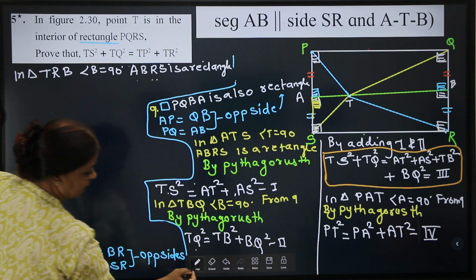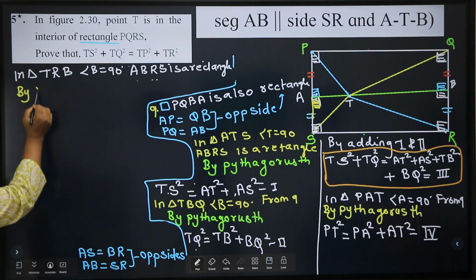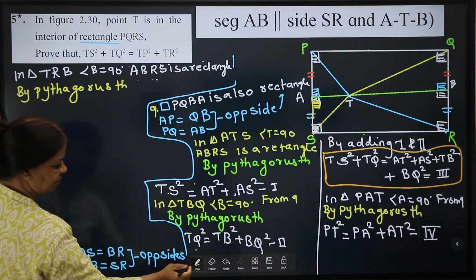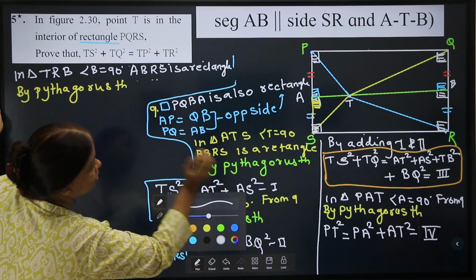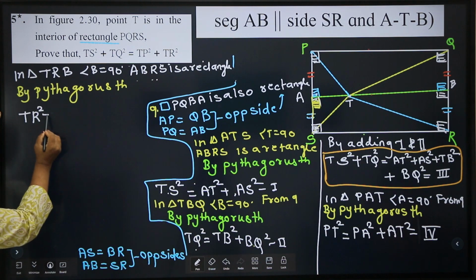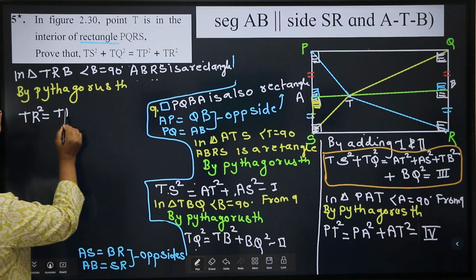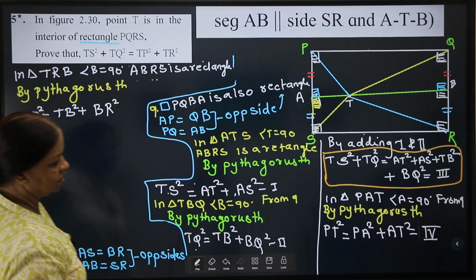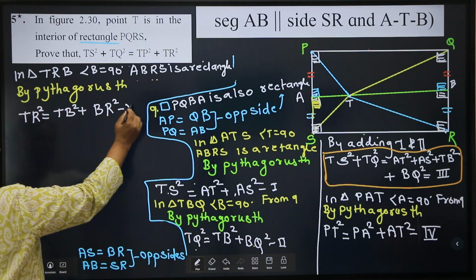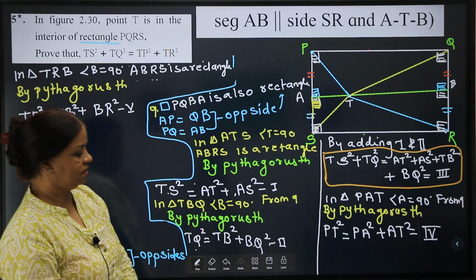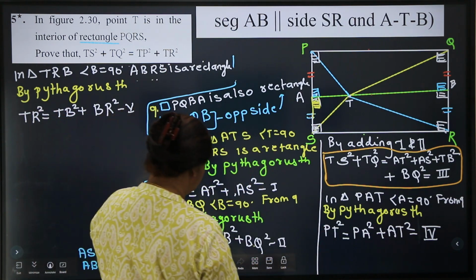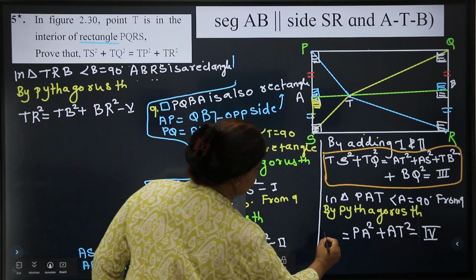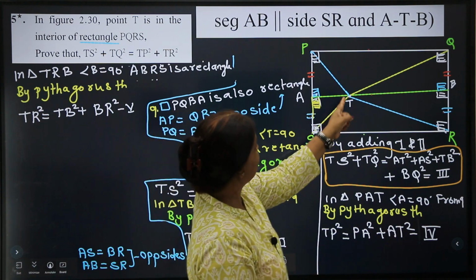Now, in this, by which theorem again? Again by Pythagoras theorem. What do I get? I get TR square is equal to TB square plus BR square. Now, what I want? This is my fourth statement and this will be my fifth statement. What I want? I want PT plus TR. PT already is there, TP. Let us take it as TP because in the proof it is TP.